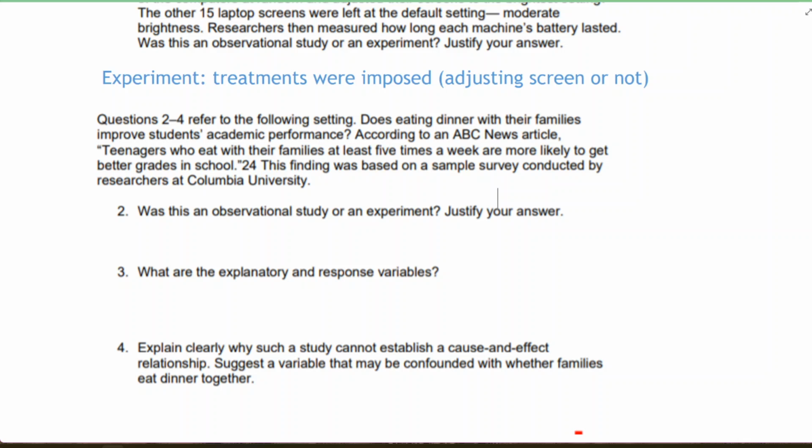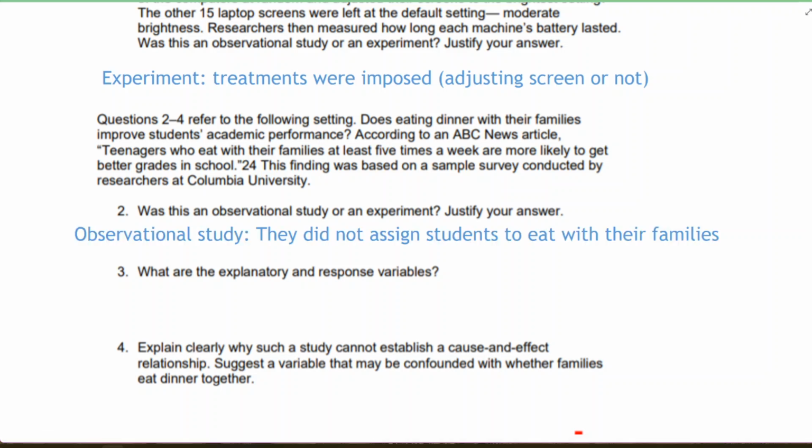Are we imposing a treatment? Are we telling the teenagers to eat with their family 5 times a week? Are we telling other teenagers not to eat with their families 5 times a week? And I don't think they did. This was based on a survey. That's another clue. So this looks like it's going to be an observational study. We didn't assign students to eat with their families or not eat with their families. So observational study, no treatment was imposed.